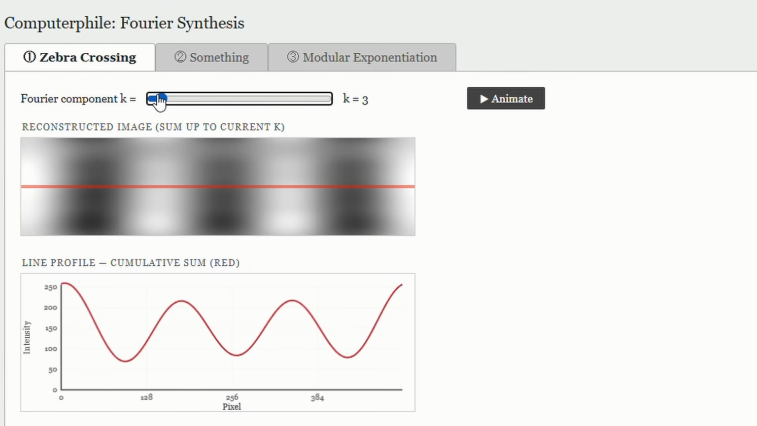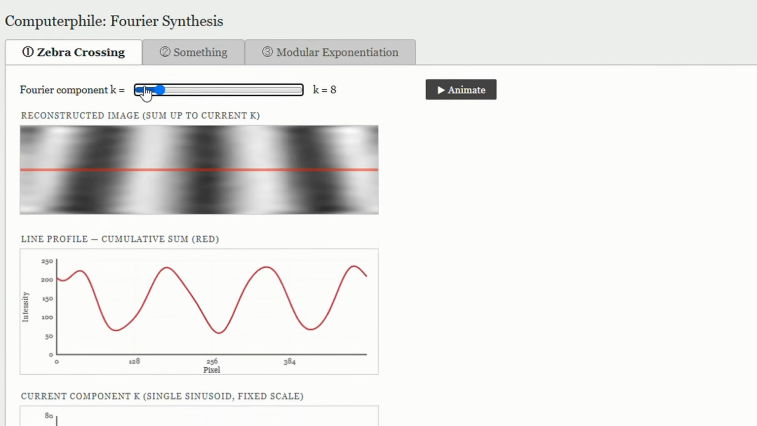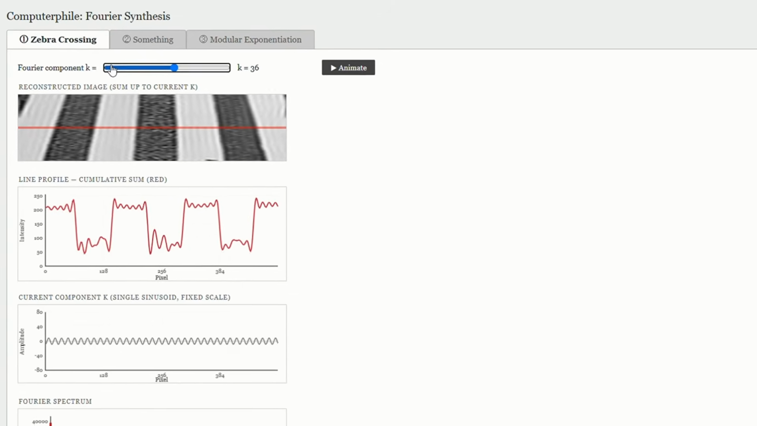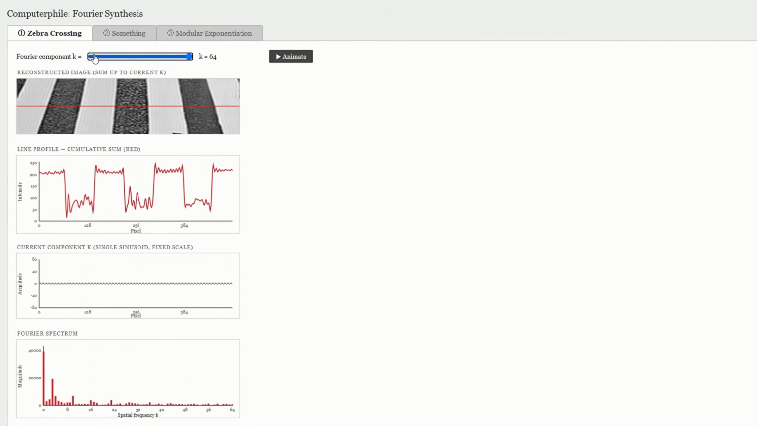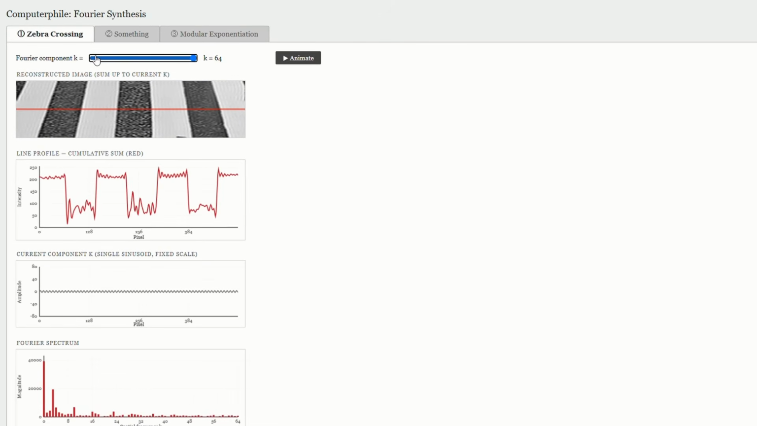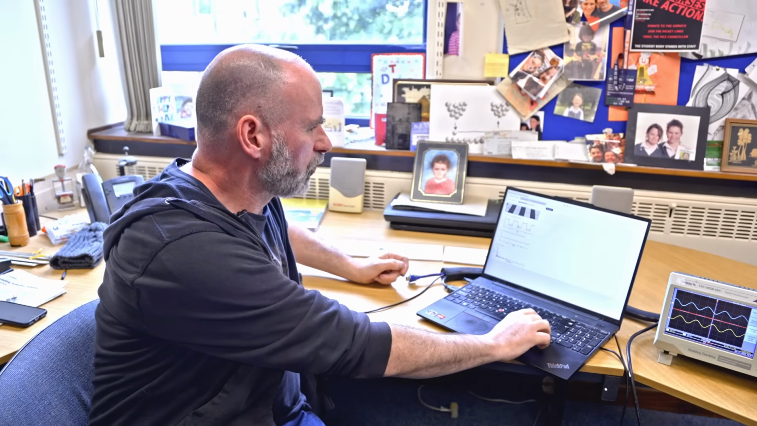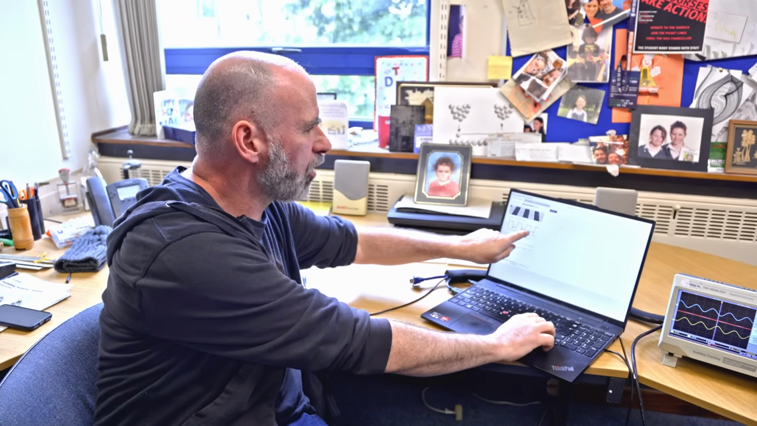However, if we add in more and more components, building up the Fourier spectrum, you'll see that not only does the height, the amplitude of each one of those components change, but if you watch carefully, the phase also changes, because getting those to align is absolutely crucial. You've got to get them to add up in the right places to generate the image. And as we move across, you'll also see it's sharpening up.